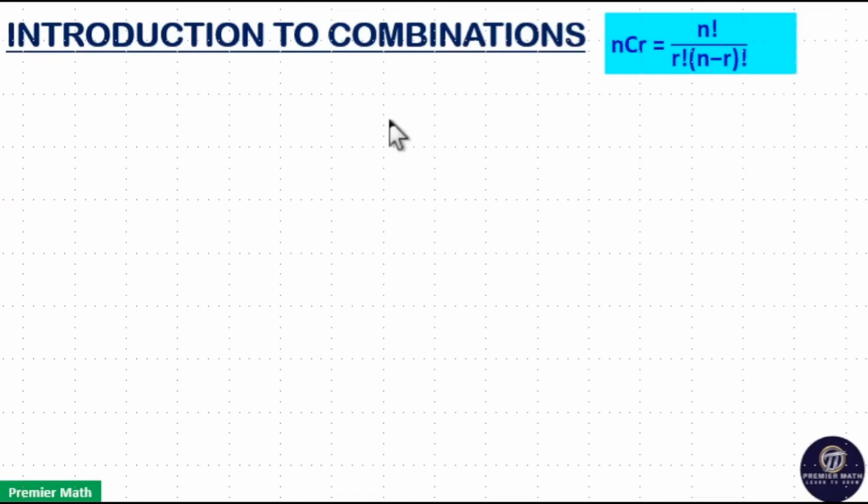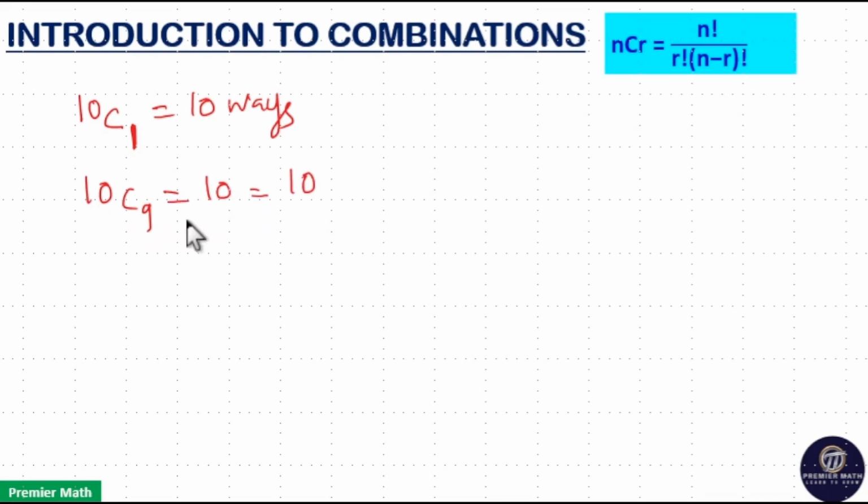Now, before starting the questions, we need to remember something. Consider there are 10 objects and you are only selecting 1 out of this 10. Then this can be done in 10 ways. That is, if it is only about one selection, then you can directly write the upper digit. And if you select 9 out of this 10 objects, then this can be done in 10 ways. Because here, take the difference between 10 and 9, which is 1. So, 10C9 is equal to 10C1.